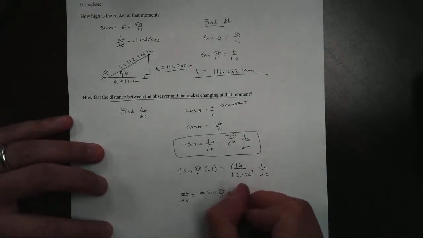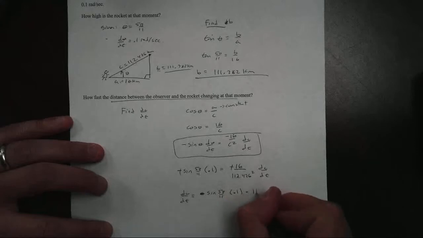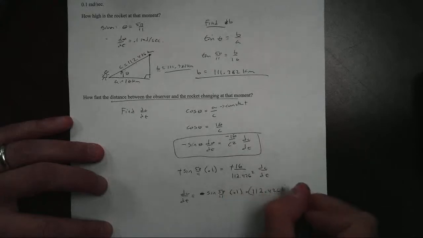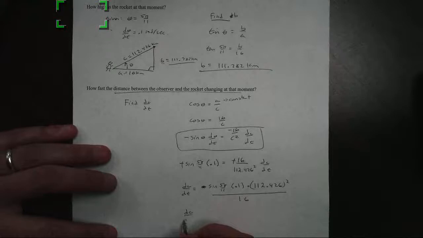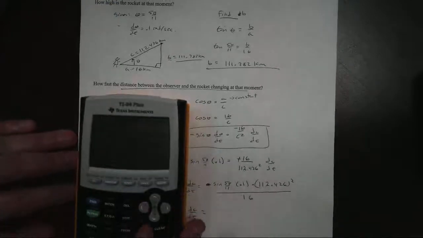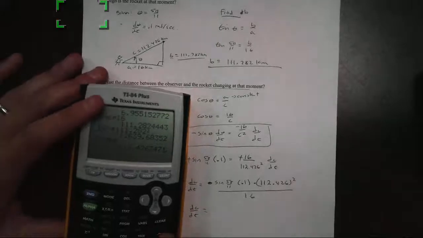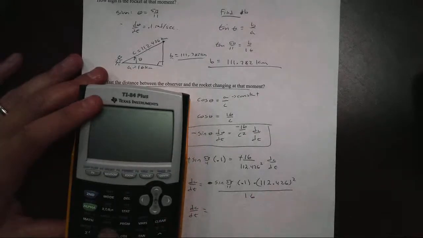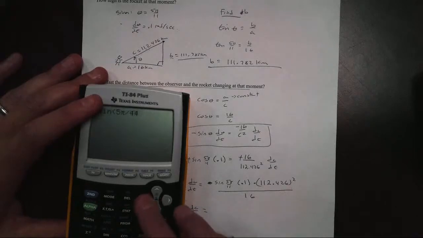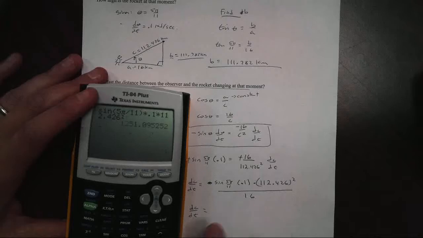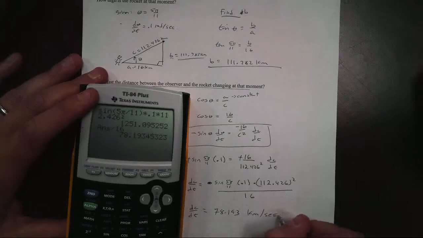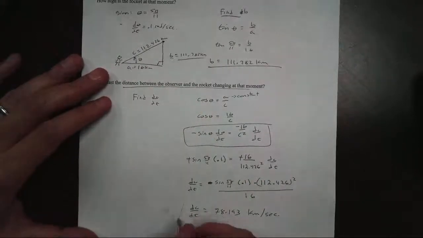Sine of 5 pi over 11 times 0.1, I'm going to multiply that by 112.426 squared, and then divide all of that by 16. And this is going to give me my change in C. If I type it in, you're going to get a big number here, but again, the math is all correct. That's all we're really worried about right now. So we get the sine of 5 pi divided by 11, times 0.1, and I'm going to times that by 112.426 squared. Hit enter, and I divide that by 16. And we get 78.193 kilometers per second.